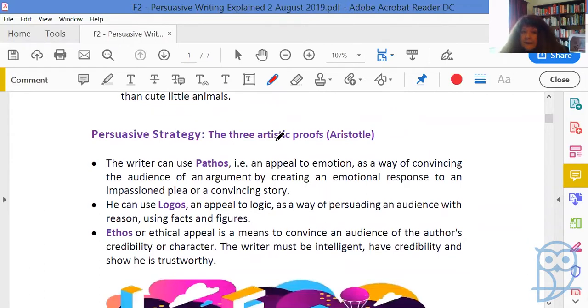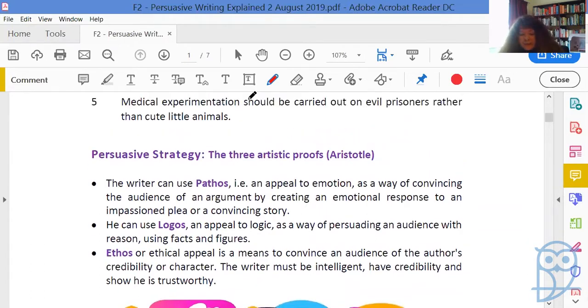Anyway, for writing, he came up with those three things for a persuasive strategy. You can use pathos, which is an appeal to emotions, as a way of convincing the audience of an argument by creating an emotional response to a plea or convincing story. Okay, so those 5 statements we looked at appealed to your emotions quite a bit. The second one is called logos, an appeal to logic as a way of persuading an audience with reason, facts, and figures. Some people like to think logically. They're not really into emotions. It doesn't really affect them.